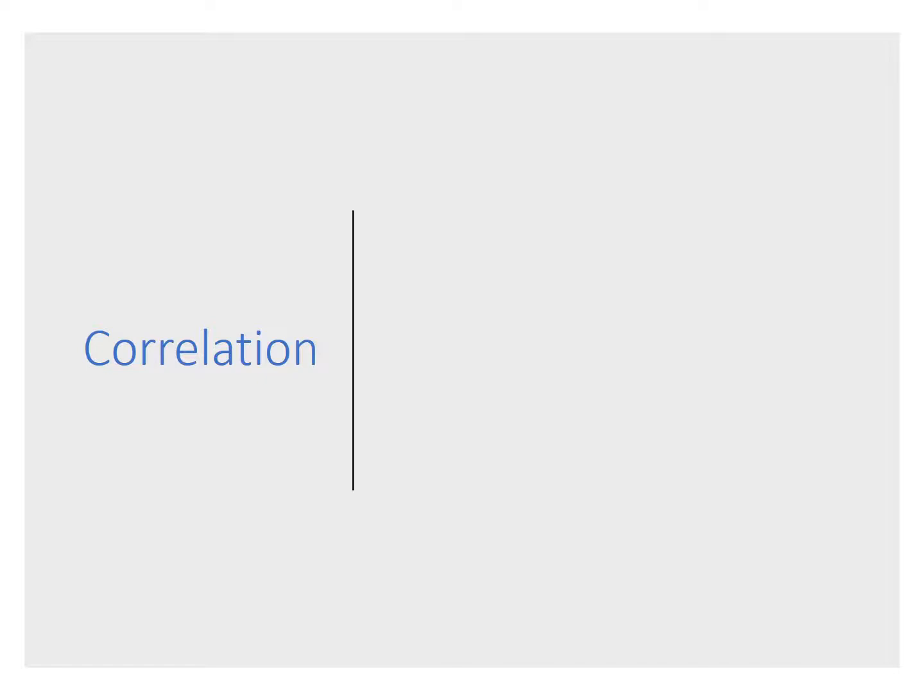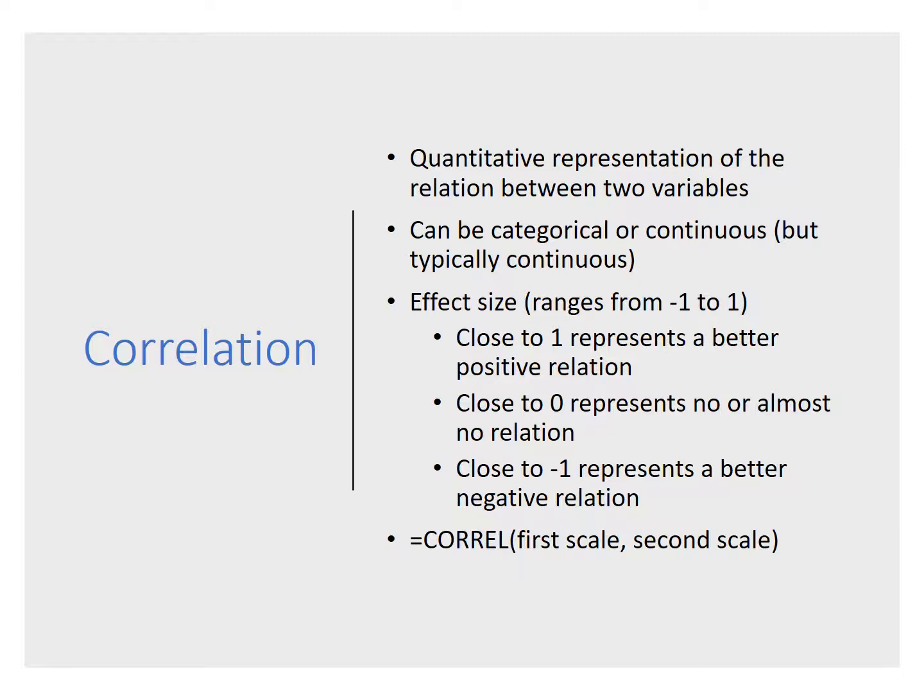And then we can look at correlations. Remember, correlations help us describe the relationships between two variables. It can be categorical or continuous, but it typically tends to be continuous. Remember, it's a measure of effect size, so it can range from -1 to 1. So those correlations can really be used as an absolute determiner of how strongly two variables are related. Close to 1, remember, represents a stronger positive relationship, 0 means no relationship, and then -1 means a negative relationship, right? And you can use the function in Excel to calculate those correlations.